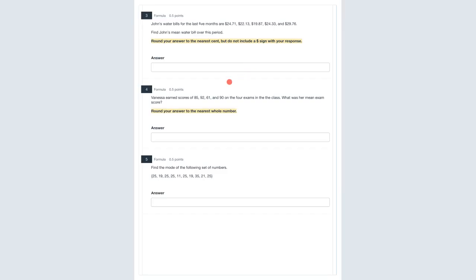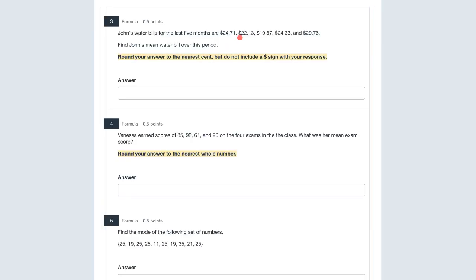John's water bills for the last 5 months are provided here. Let's find the mean water bill over this period. So we need to add all of these numbers here and divide by 5. So grab your calculator. My calculator is going to be off to the side here.